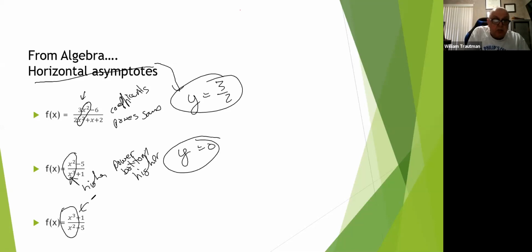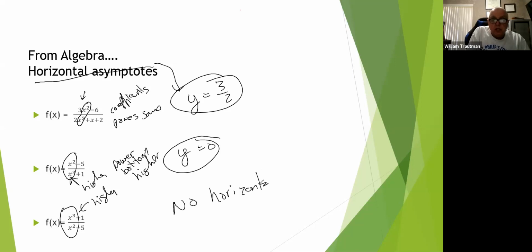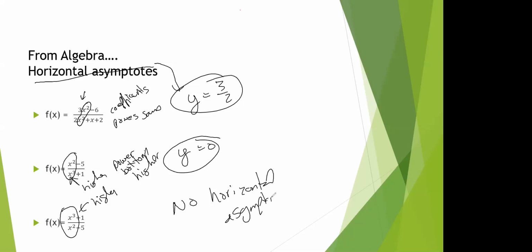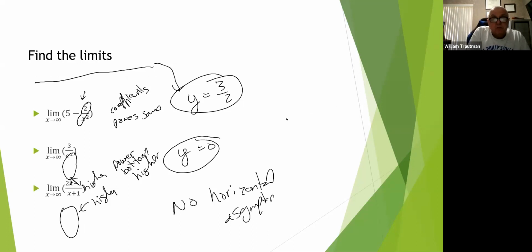And if the power on top is higher, did anybody find out what the horizontal asymptote is? There's no horizontal asymptote. Exactly. No horizontal asymptote. Because if you remember in algebra, that's the top, and then you had to find the slant asymptote. Remember, if the power on top was higher, it didn't have a horizontal asymptote. It had a slant asymptote, and you found that slant asymptote by doing long division. All right, so now that we just refreshed that from algebra, let's do some limits.